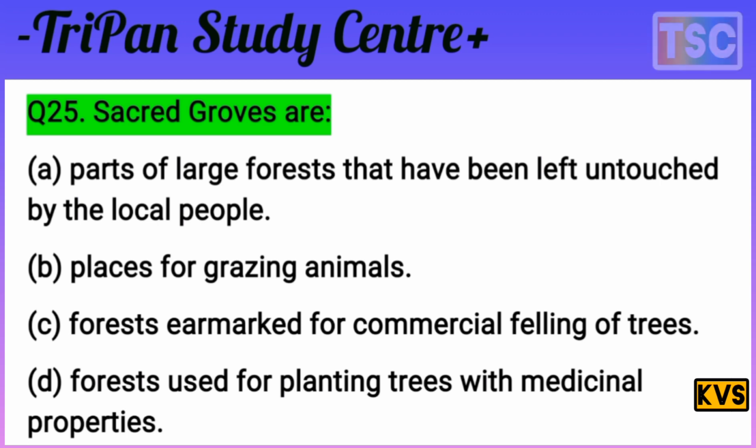Scattered groves are: first of all, reject places for grazing animals. Forest that is a market for commercially felling trees is not the answer. Forest used for planting trees with medicinal properties is not applicable either. Scattered groves are parts of large forest that have been left untouched by the local people. The answer is A. That's an important textbook answer for the exam.